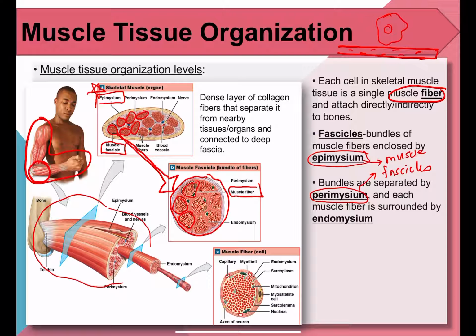And surrounding each muscle fiber right here, so we're taking one of these and enlarging it to that, then we're looking at one muscle fiber like this. And that muscle fiber is surrounded by another layer called endomysium. Okay, endomysium. So endomysium surrounds muscle fiber.